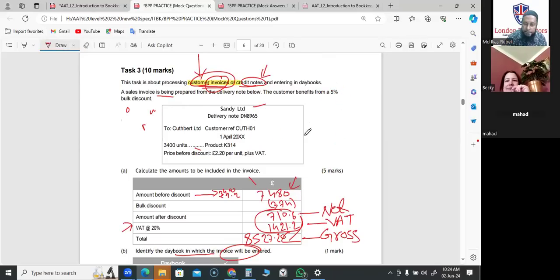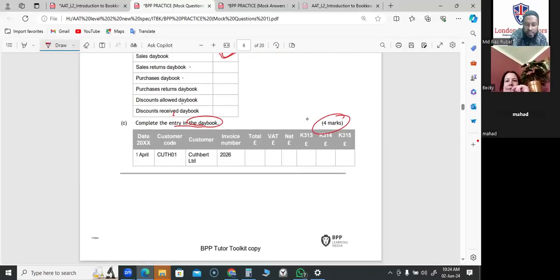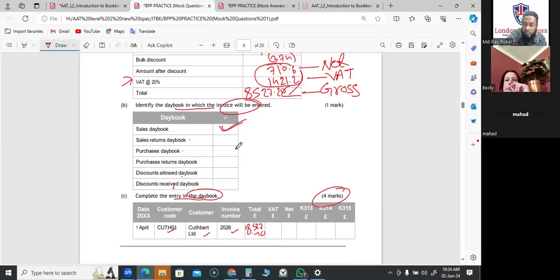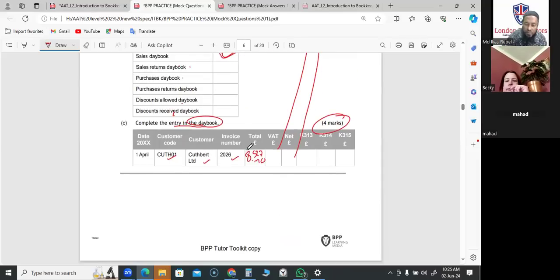Whatever is being asked: they gave customer code, customer name, and invoice number. Here we get the total. I think we have already identified the total, which is 8527.20. And VAT, you have done it. VAT was 1421.2, which is this. And net is this.